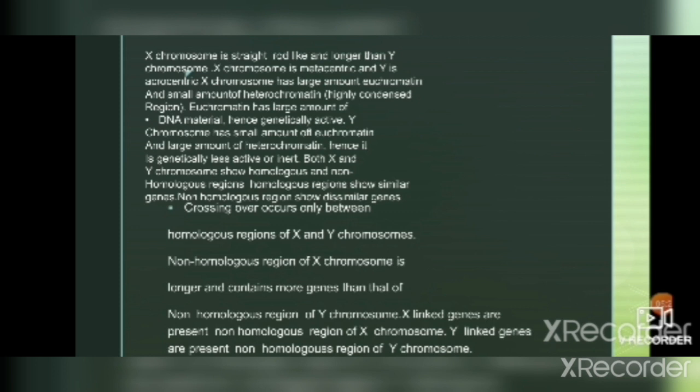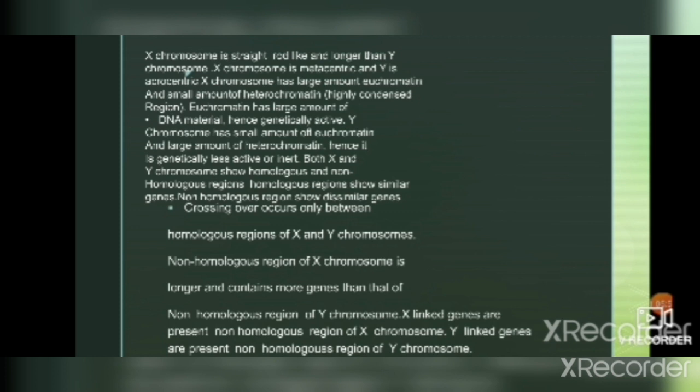Both X and Y chromosomes show homologous and non-homologous regions. Homologous regions show similar genes. Non-homologous regions show dissimilar genes.